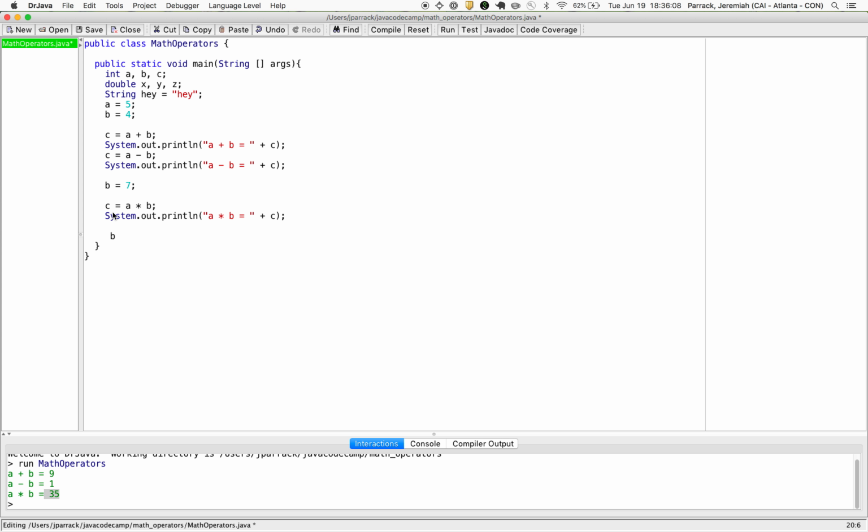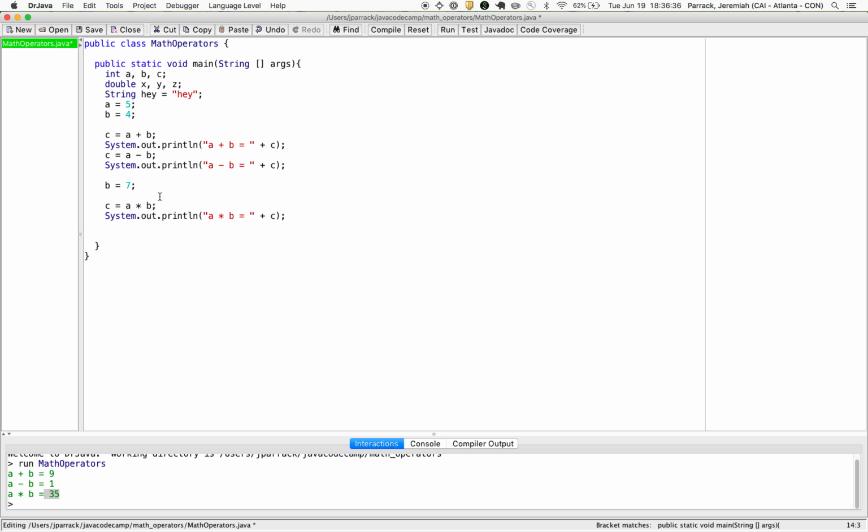So right now, B equals 7. Right here, B is still equal to 4. But right here, B equals 7. So anything below this mark, it's basically saying that we're redoing B. B is now equal to 7. Anything lower than this is going to equal 7. All right, so good for you if you got that.